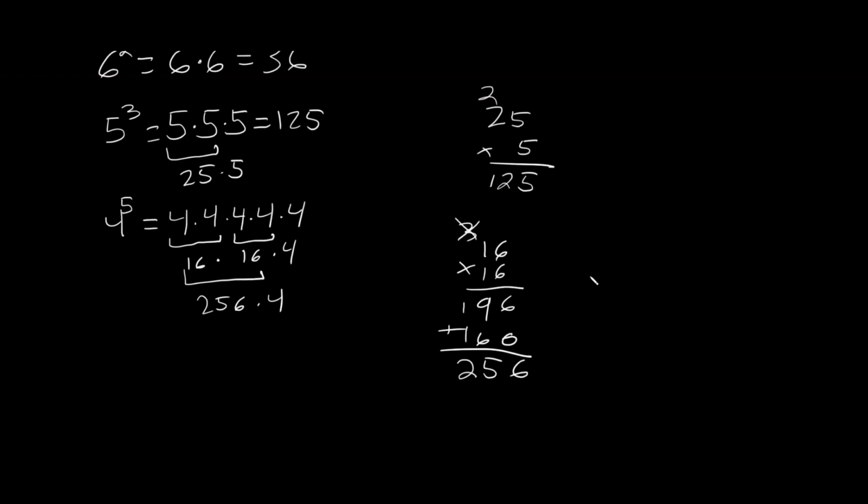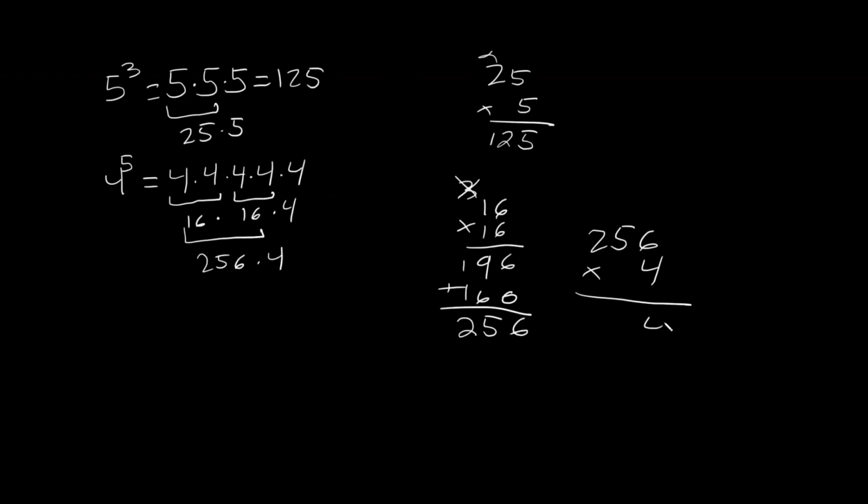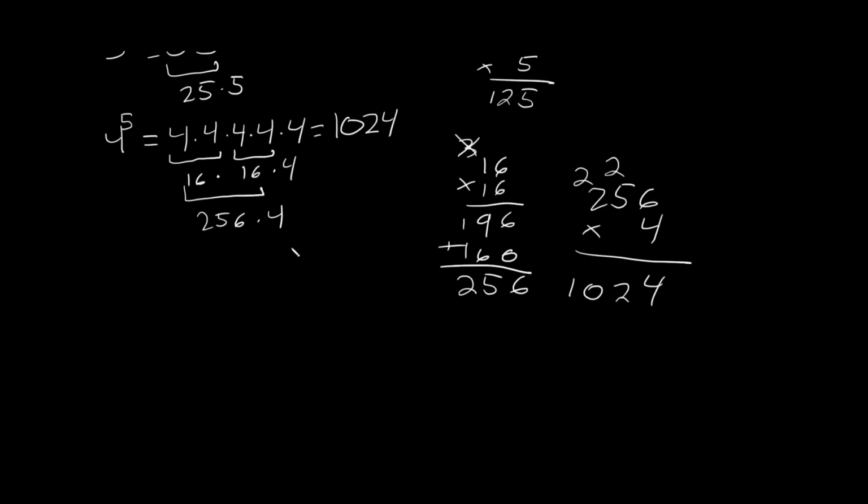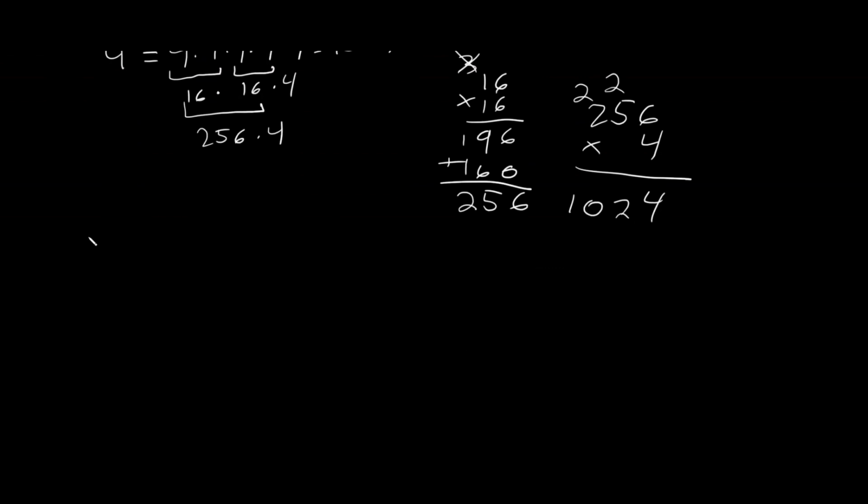And then we can do that also. So 256 times 4. 6 times 4 is 24. Carry this 2. 4 times 5 is 20, and then there's another 2 here, so that'll be 22. Remember, we carry this 2 also. And then 2 times 4 is 8, plus this 2 is 10. So our answer to 4 to the fifth power is 1024. So even though this expression was hard, we can just break it up, and exponents are not really as difficult as you think. And let's do this problem.